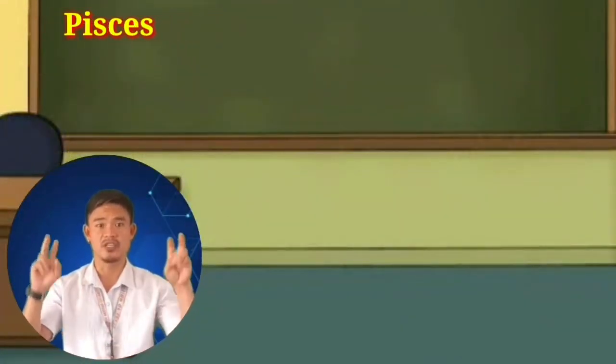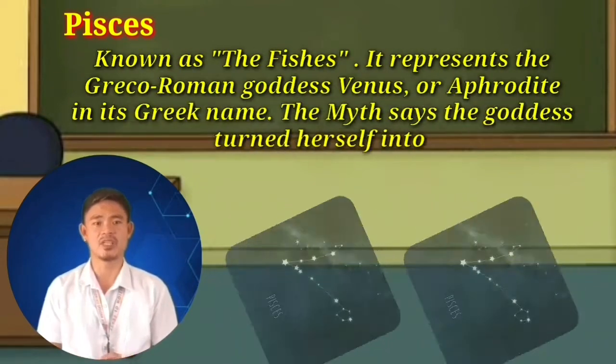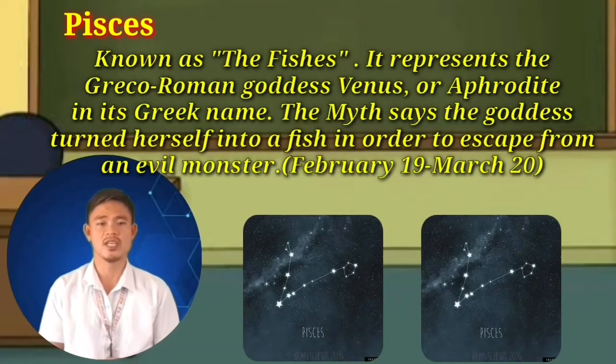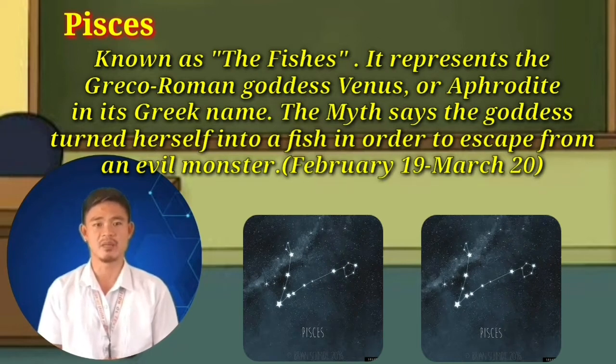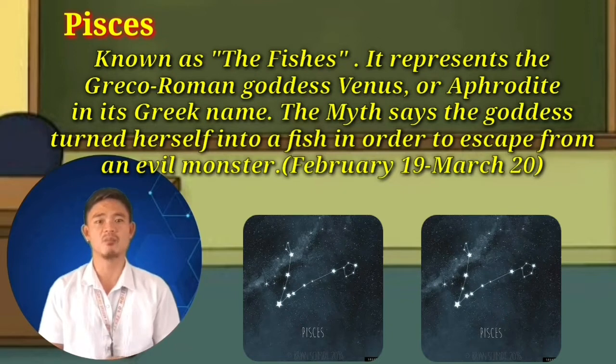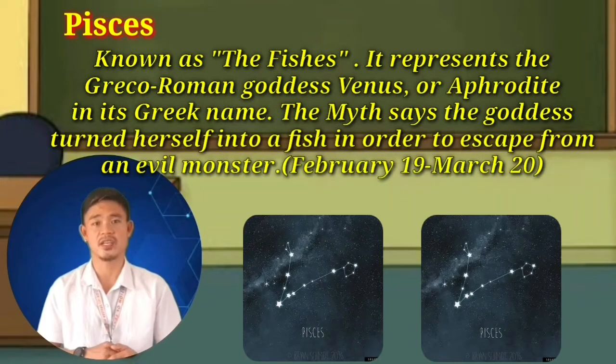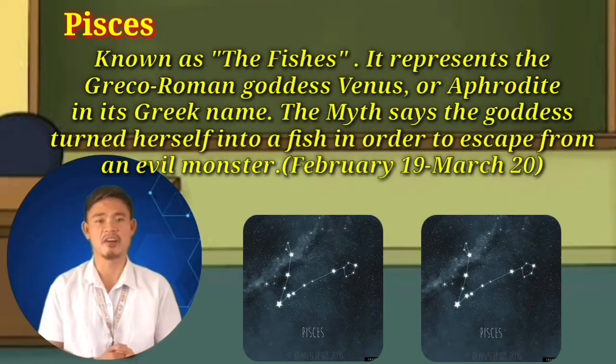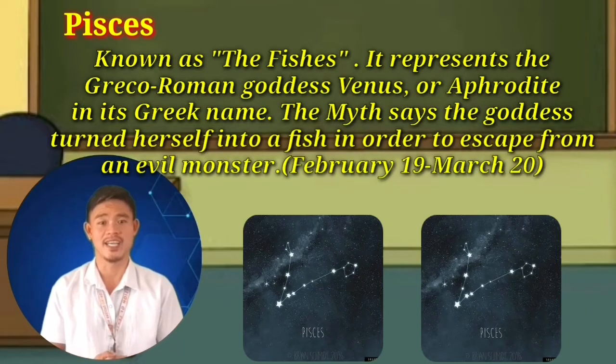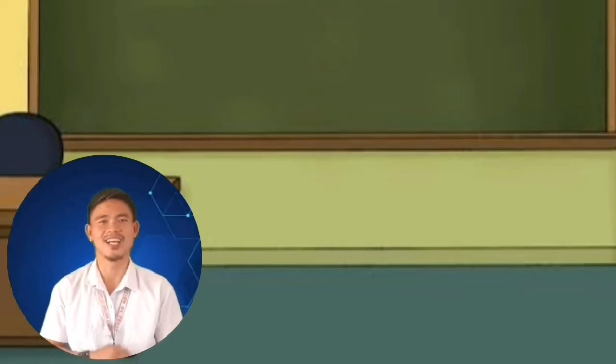Pisces, or the fishes, becomes prominent in the ecliptic every year in the month of March. This Pisces constellation represents the Greco-Roman goddess Venus, or Aphrodite in its Greek name. The myth says the goddess turned herself into a fish in order to escape from an evil monster. Pisces, the fishes. And if you're born between February 19 to March 20, your zodiac sign is Pisces. Very nice. Let's continue.